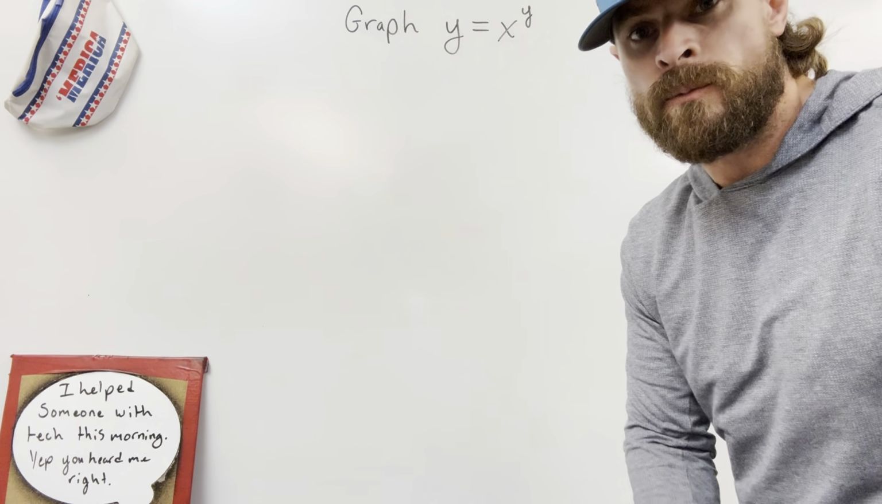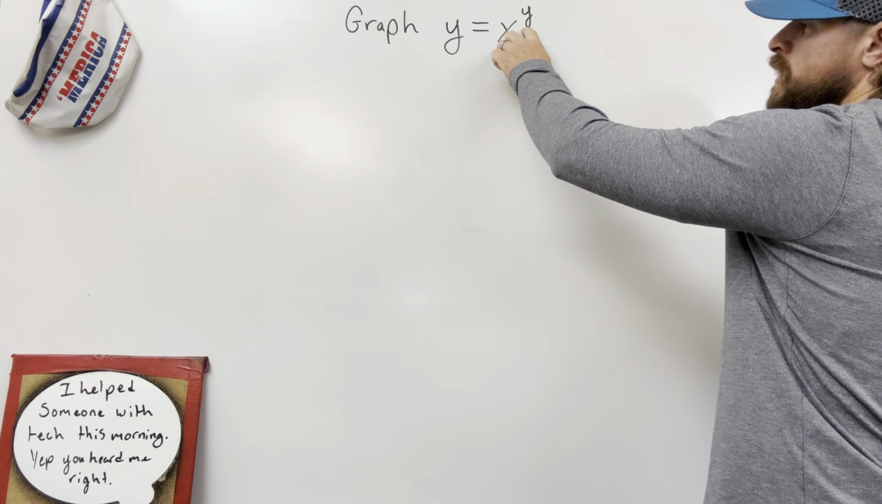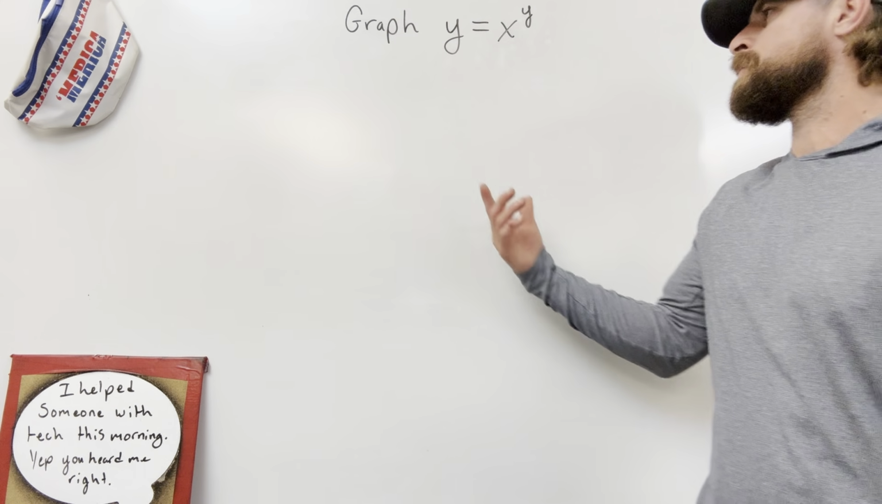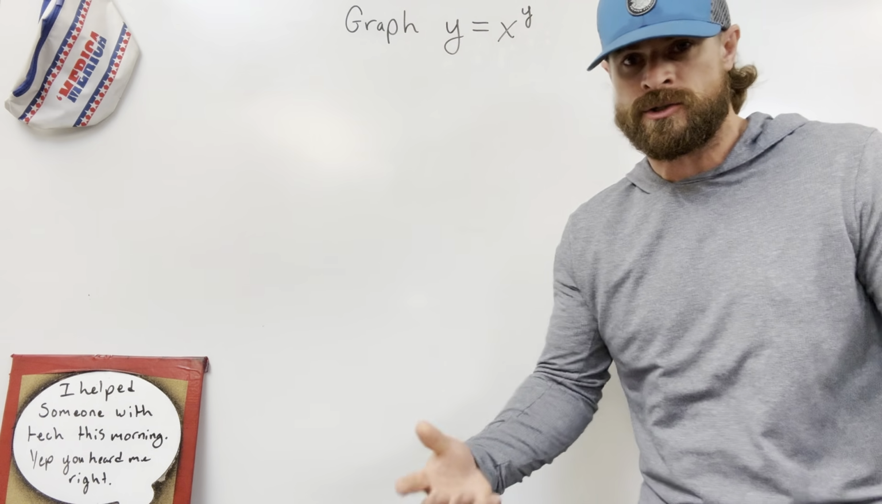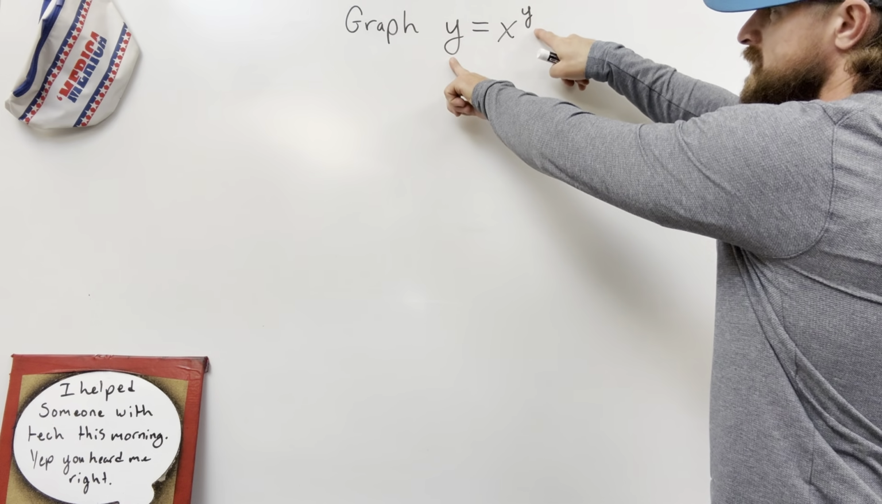This video came in from one of you out there asking me to help you graph y equals x to the power of y, which is a difficult problem to graph for first purposes because this is an implicit function. This is an implicit equation, okay? Meaning we got y on both sides of the equation.